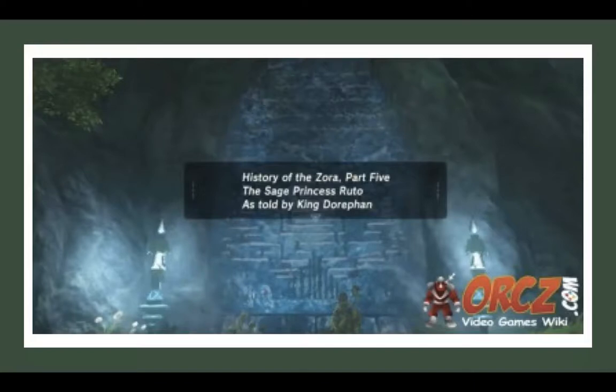And it says later on in this chapter of the History of the Zora that Ruto fought alongside the Hero of Time, as if the Hero of Time actually defeated Ganon. But this could also mean that she fought alongside the Hero of Time, and the Hero of Time died, but she still technically did.